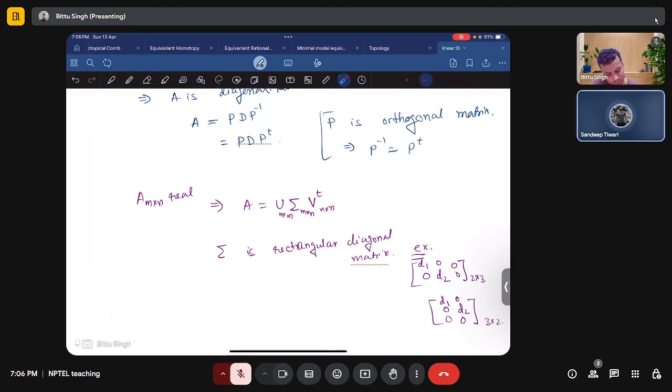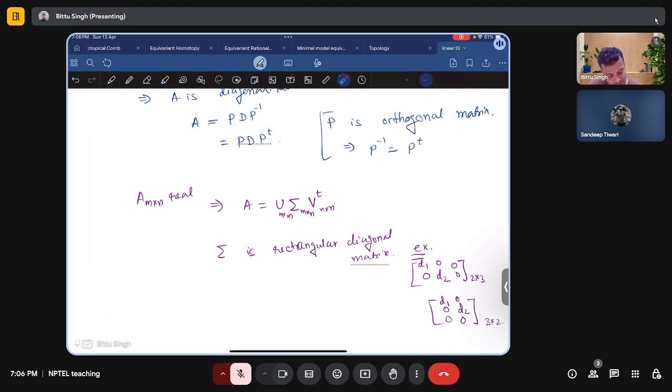Sir, we have to start from the first entry. Yes, it will be written successively in that order. So we will need to find those U, sigma, V. Okay. So those diagonal entries will be called singular values.